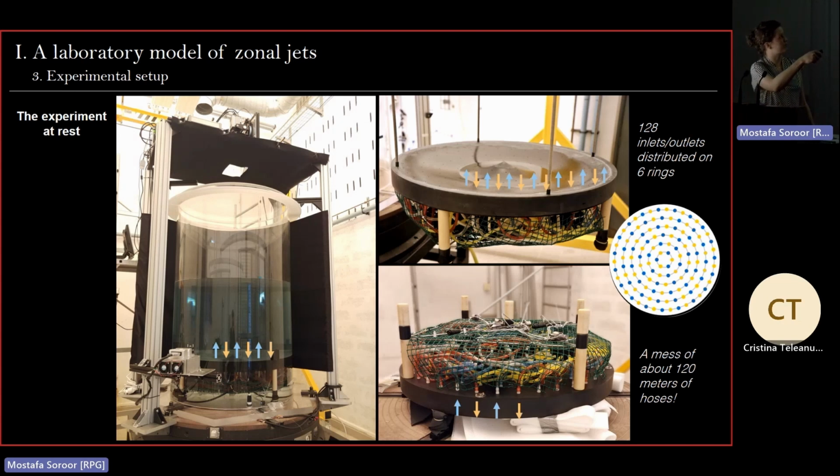And here I have pictures of the bottom plate, and you can see its curved aspect. And you can see when you turn it upside down, all the hoses and the submersible pumps that were placed beneath to circulate the tank water through the bottom plate. So we had a great time plugging all of these 128 hoses to the bottom plate.